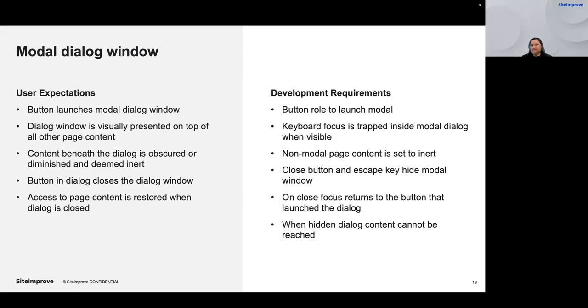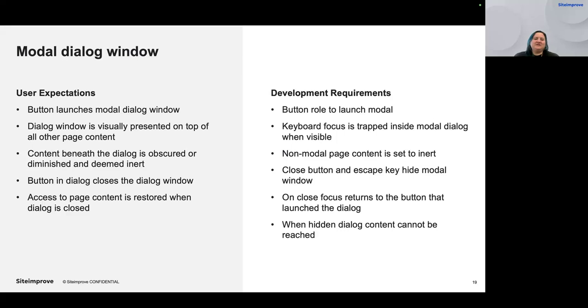So user expectations for a modal dialog window would be that a button launches that modal dialog. There's some sort of semantic element there that they can understand that will opt them into that experience, right? They want to be able to fire that off, know exactly what's going to happen. It launches the dialog window. The dialog window is visually presented on top of all other content. So it sits above. If you're thinking about layers of depth of a website, it'll be on the top layer closest to your browser screen. I like to think about it that way. Maybe not for everybody.